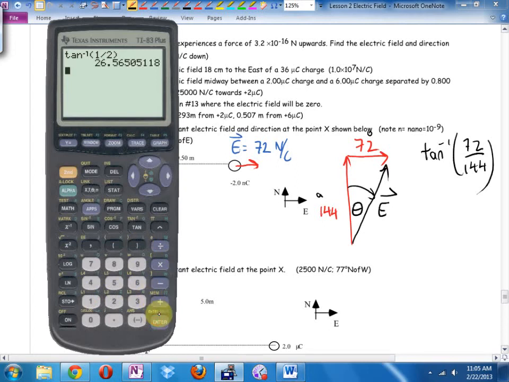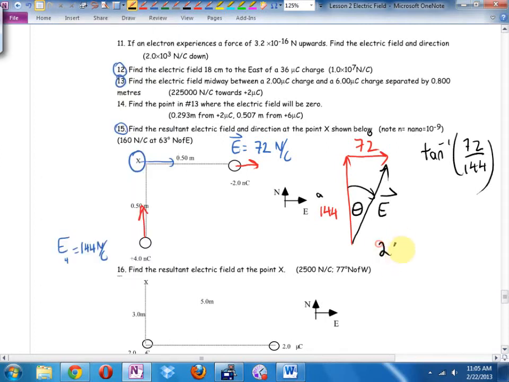26.5 degrees, what of what? East of north, which is the same as 63.5 degrees north of east. They found that angle, which is also fine. They drew their triangle with the 72 first and then the 144 next. I didn't. Right? Same angle. Is that okay? Any others? Okay.